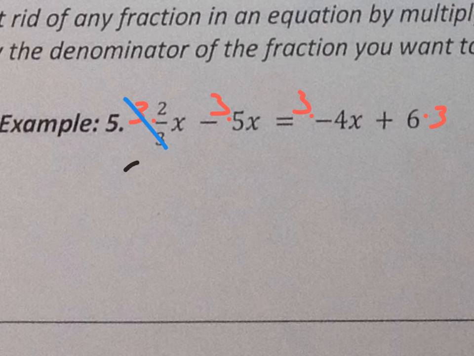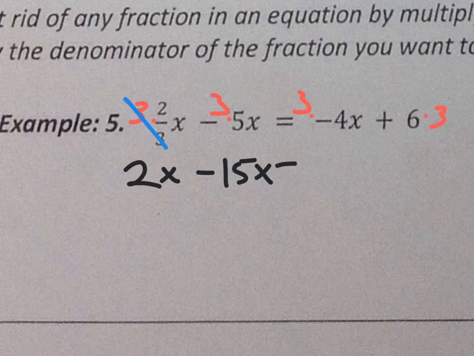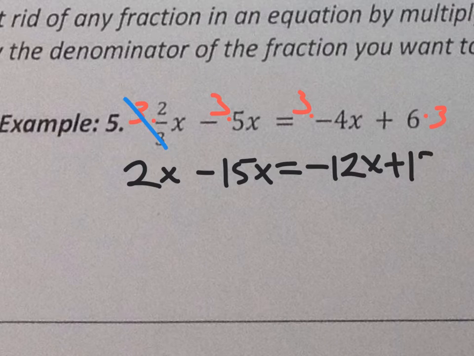What you have left is 2x minus 15x equals negative 12x plus 18. So you had a fraction, now you don't have a fraction. And then you just solve it the way you normally would.